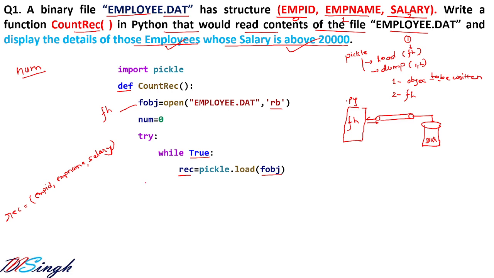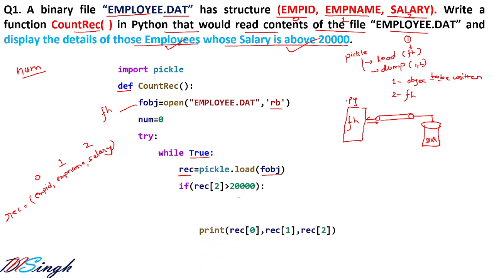Once we got that, now we need to put the condition, because we don't want all records to be printed. We want only those records printed which have salary greater than 20,000. So let us write an if condition, and we know where the salary is. We have salary at index 2. So rec[2] is greater than 20,000. What is that rec[2]? The salary of the employee. So if it is greater than 20,000, let us display it.